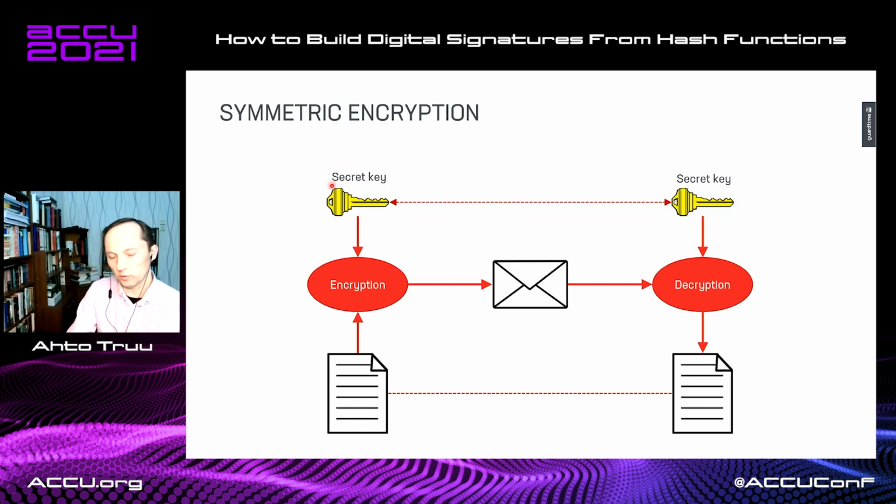which means that if I want to send encrypted messages to somebody, we have to previously somehow share a key. We have to somehow establish a shared secret so that when I encrypt something, the recipient can decrypt it successfully.